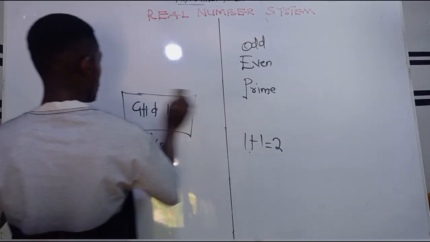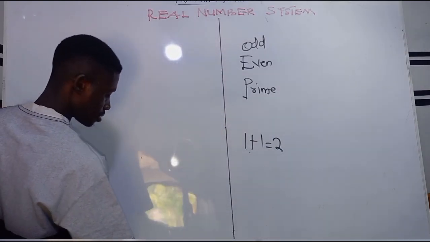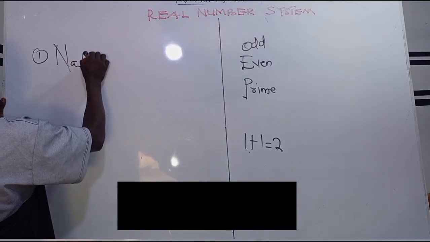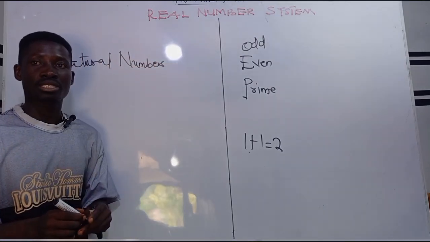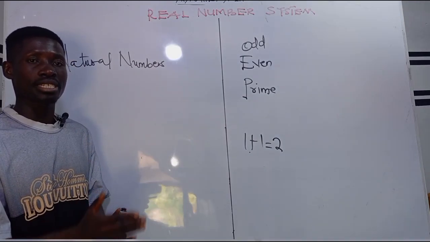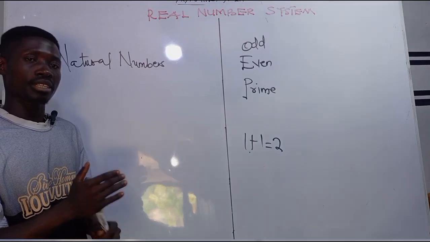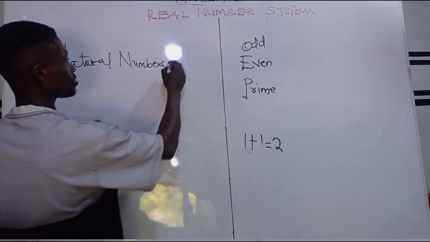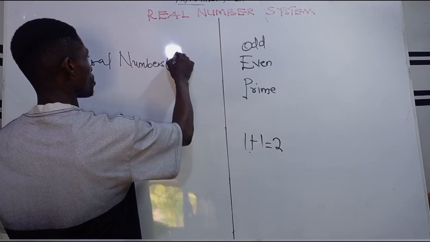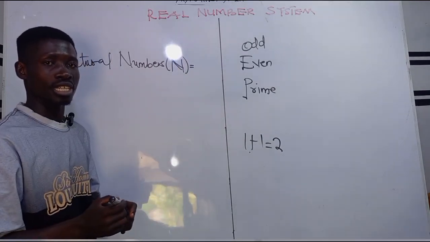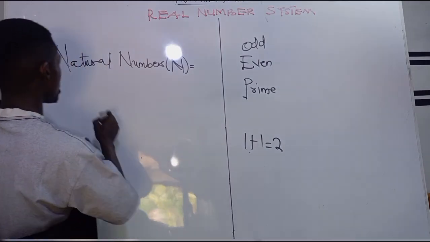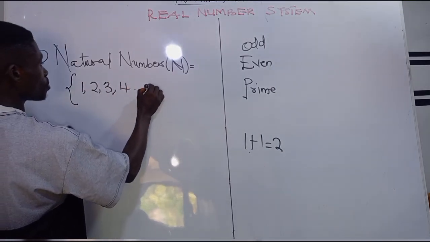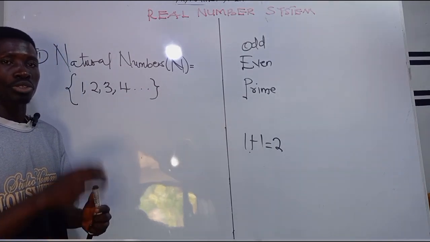Natural numbers. So we have 1, 2, 3. Natural numbers are positive counting numbers that start from 1 up to infinity. They are positive counting numbers that start from where? 1 up to infinity. And natural numbers are mostly denoted with this very symbol. So when you see this, it should tell you that we are talking about natural numbers. They start from 1, 2, 3, 4, up to infinity. That is what natural numbers are.